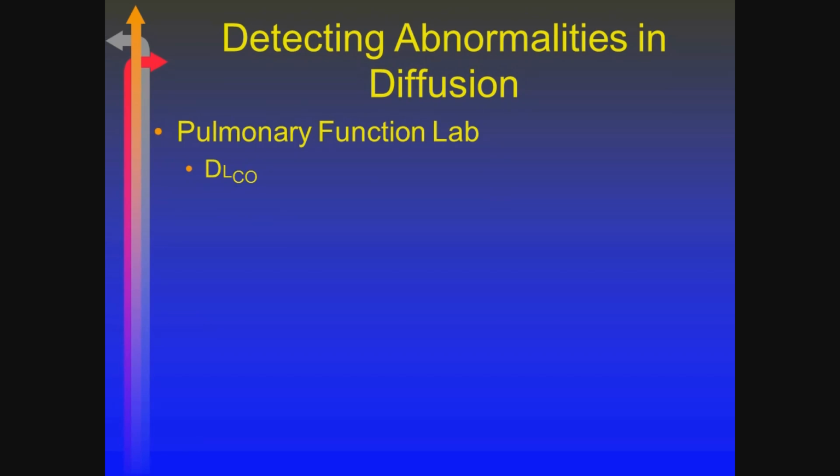25 milliliters per minute per millimeter of mercury of carbon monoxide.